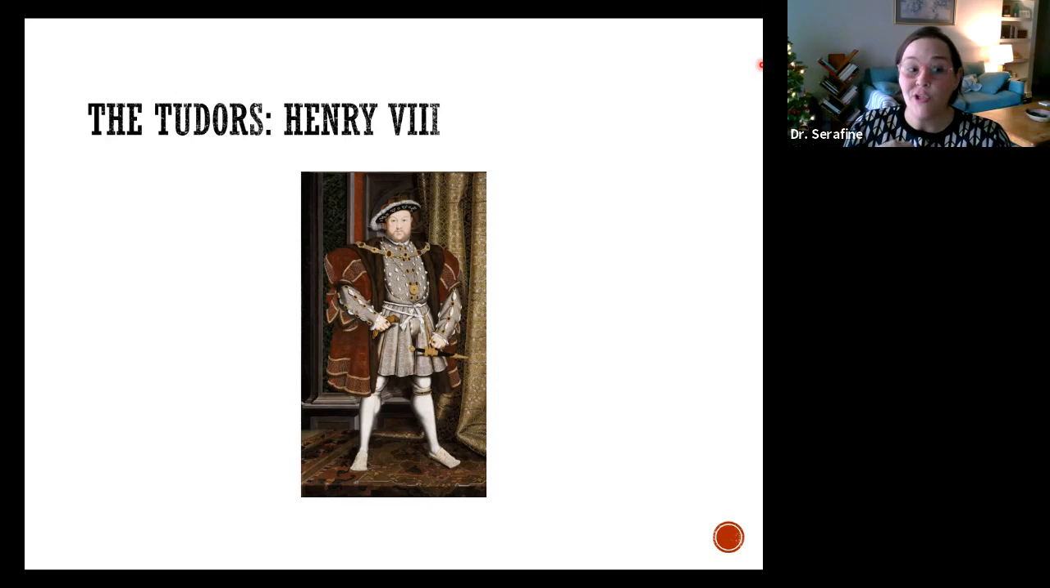Henry looks at this as an opportunity to get out of his marriage and to get out from under the thumb of the Pope. So he becomes a Protestant. So what? So the entire country becomes Protestant, because in the 1500s, your religion is whatever your ruler's religion is. So the entire country of England becomes Protestant.